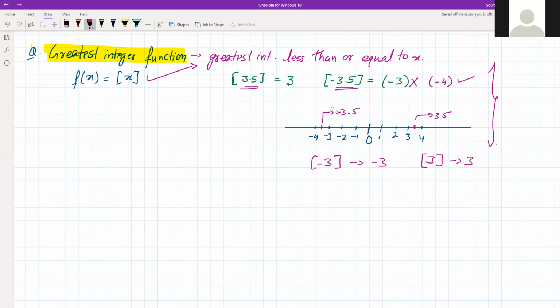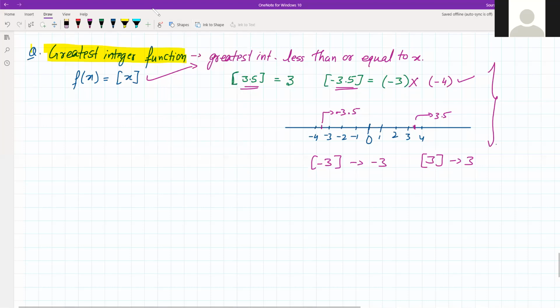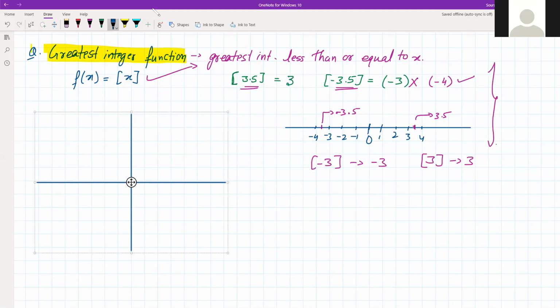So now we have to discuss the continuity of this greatest integer function. So we should be able to draw the graph of that function first. So let's try to draw the graph of that function. From that graph itself, it will be clear. I'm drawing the graph of this function, that is the greatest integer function.